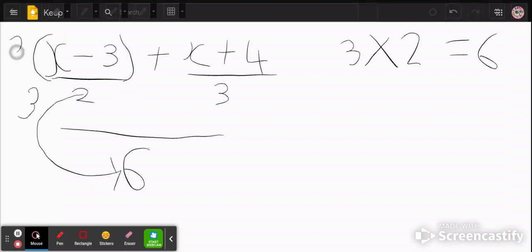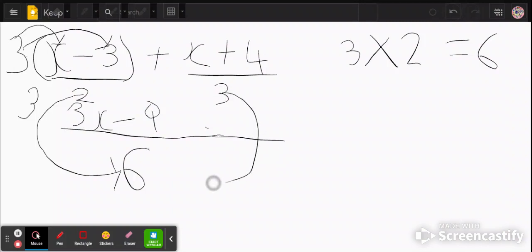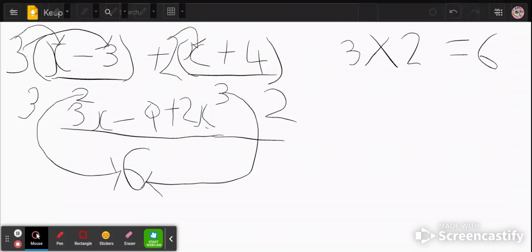This 3 which we get, we're going to multiply it by the numerator of x minus 3. So now we'll simply expand the bracket, right? So 3 times x is 3x. 3 times negative 3 will give us negative 9, right? So 3x minus 9. And now we need to see how many times the denominator of 3 can go into the common denominator of 6, right? So 3 into 6 goes 2 times. This 2 which we get here, we're going to multiply it by the numerator of x plus 4. So 2 times x is 2x, and 2 times 4 is 8, right?